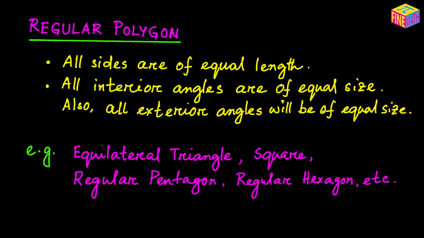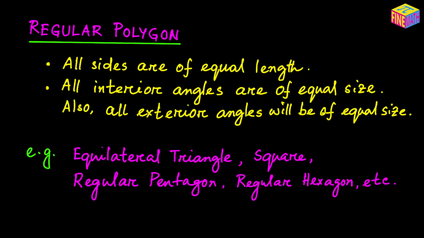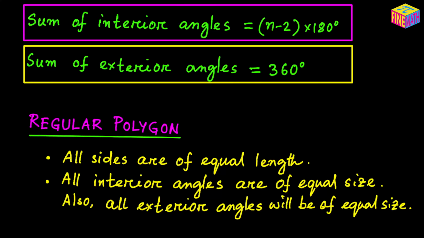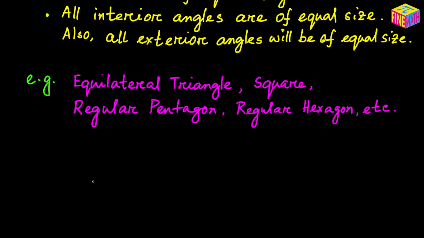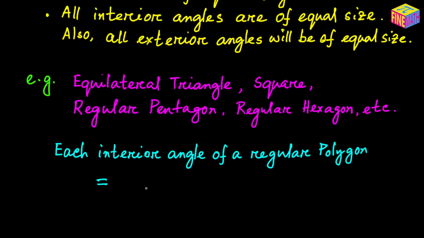Now we are going to try and find out what would be the size of each interior angle of a regular polygon. From our formula up above, we know that the sum of all of the interior angles is equal to n minus 2 times 180 degrees. So let's use that formula. What would be the size of each interior angle of a regular polygon? Each interior angle of a regular polygon will be equal to n minus 2 times 180 degrees, whole divided by n, because we have so many interior angles.